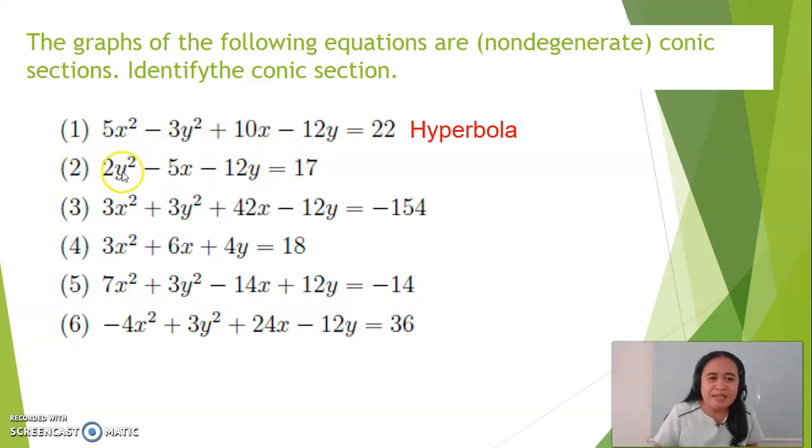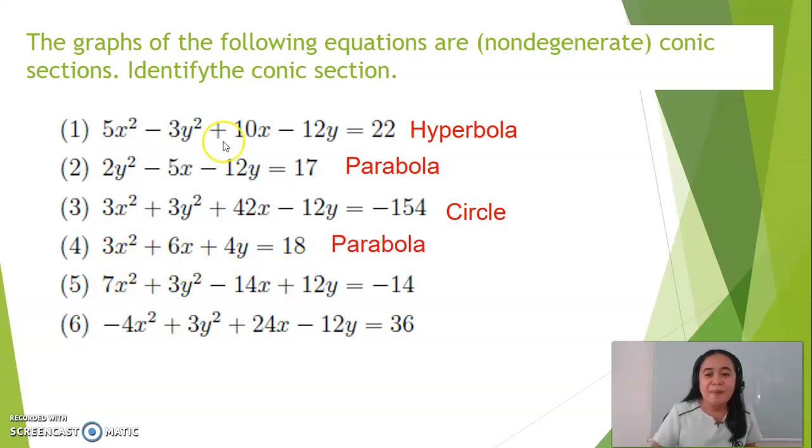Number 2. Take note, in number 2, only y squared appeared. So in this case, this is a parabola. Next, for number 3, x squared and y squared appeared. They have equal coefficients and the same signs. So this is a circle. For number 4, it's only x squared that appeared. So this is a parabola.